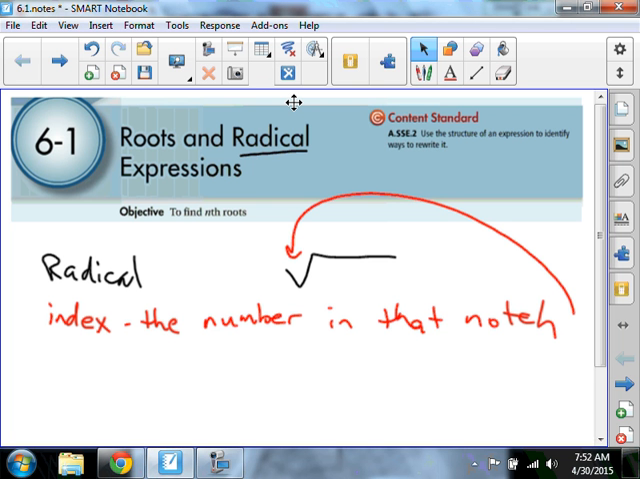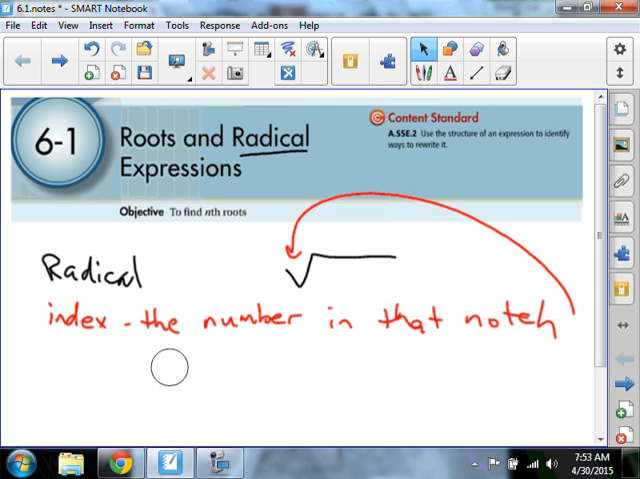Now, does anyone know the right way to abbreviate the word index? It's indices, not indices. So if you're talking about more than one of them, it's indices.